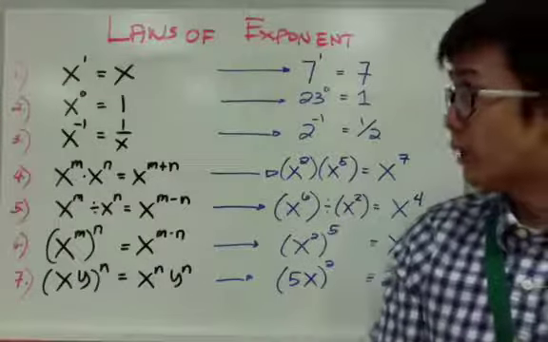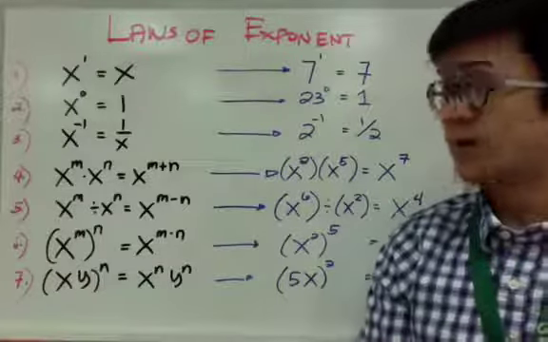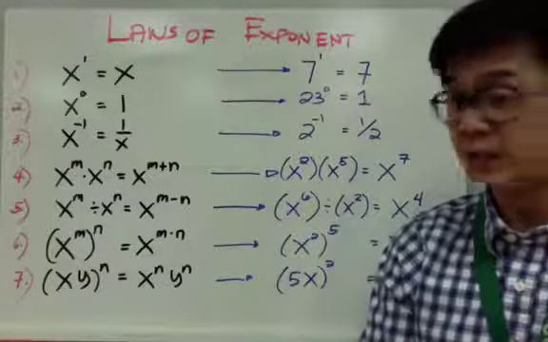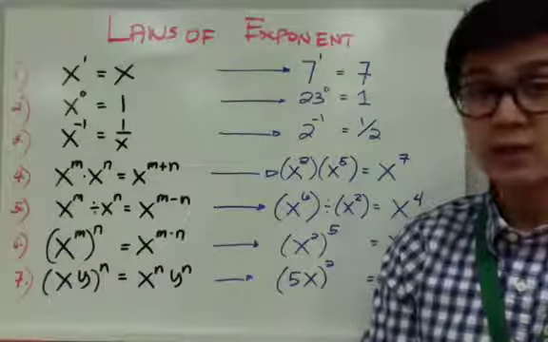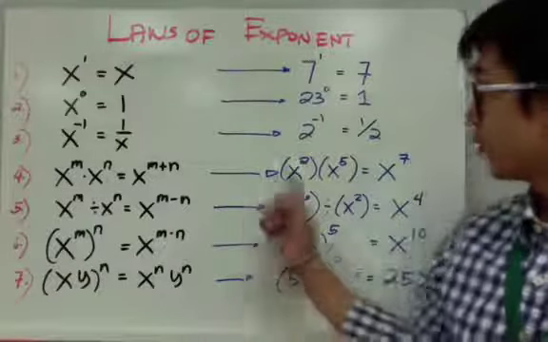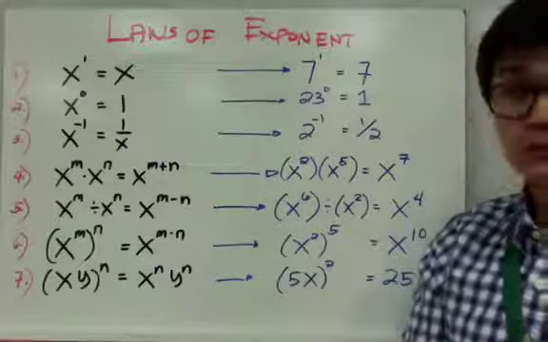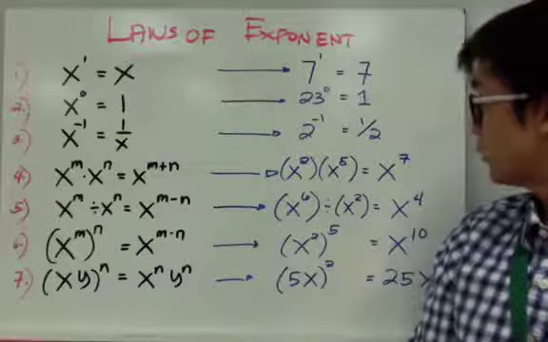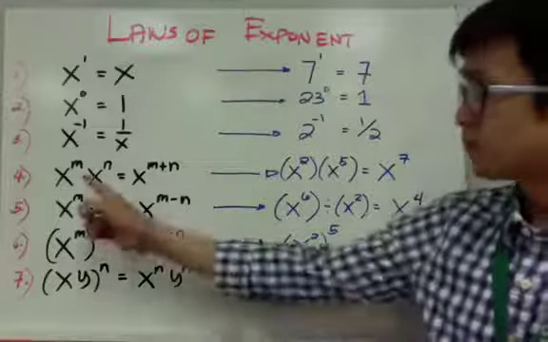Now, for number 4, yung fourth law natin is yung pag-multiply ng same variable ng different exponents. So kung meron kang x raised to m times x raised to n, all you have to do is to add the exponents, so you have x raised to m plus n. So kung yung example natin is x raised to 2 times x raised to 5, add nyo yung exponent, it's x raised to 7.